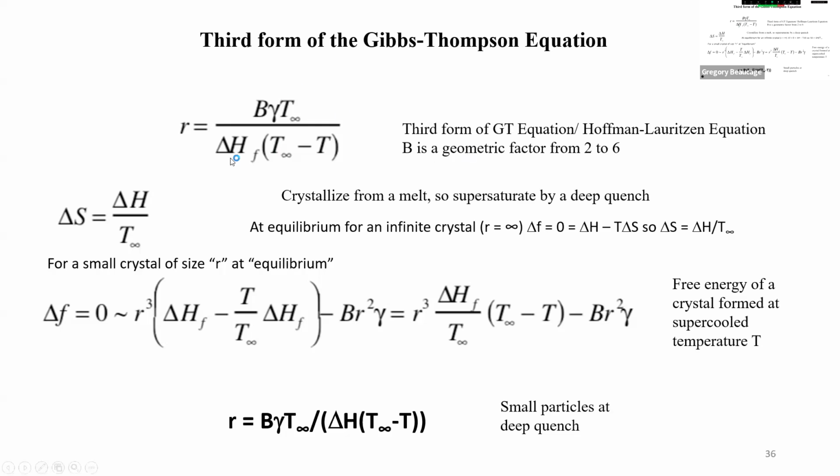So this is for homogeneous nucleation. B is 2 for polymers and B is like 4 for this cubic thing I drew on the board. And then it could be up to 6. So it's 6 to 2 is what B is here. It's a geometric factor, like how many surfaces are in the thing.